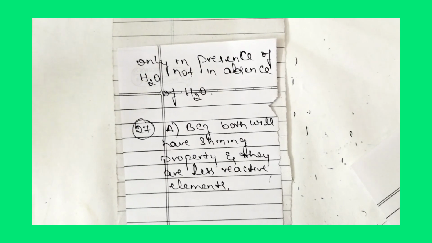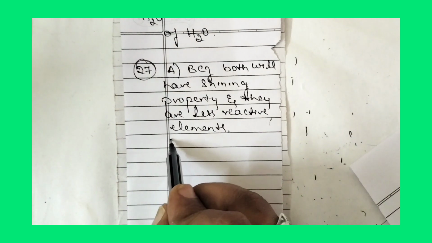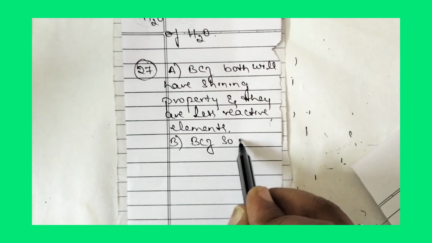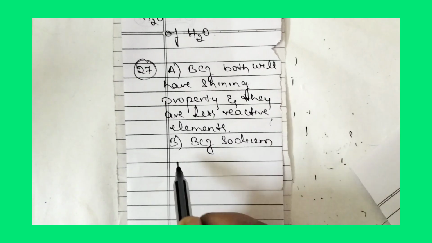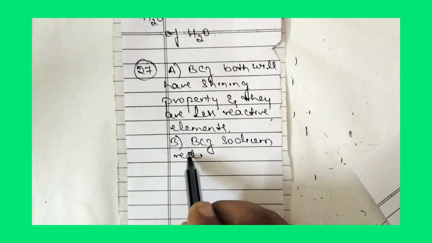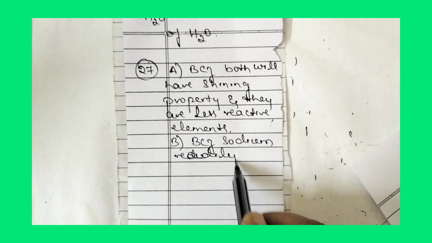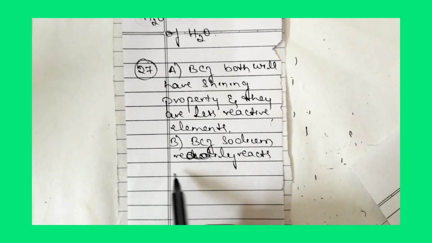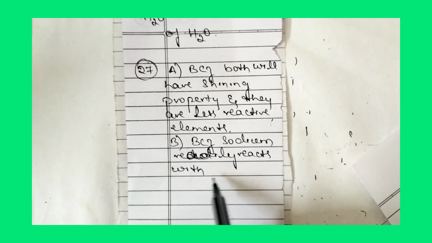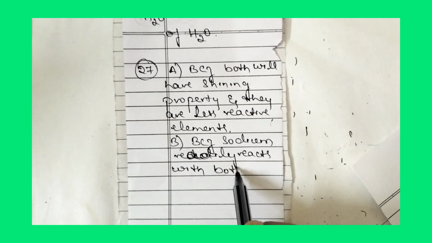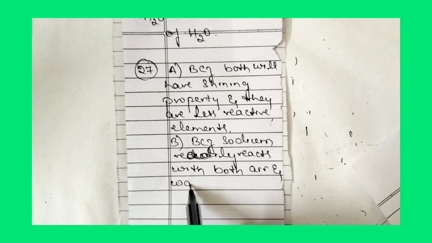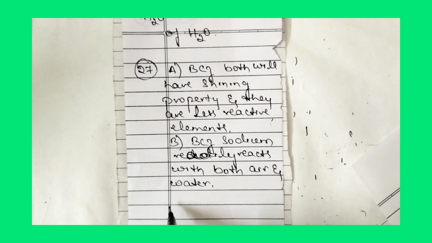Sodium is always preserved in kerosene. So sodium is always kept inside kerosene because sodium readily reacts with both air and water. Therefore it is kept under kerosene.